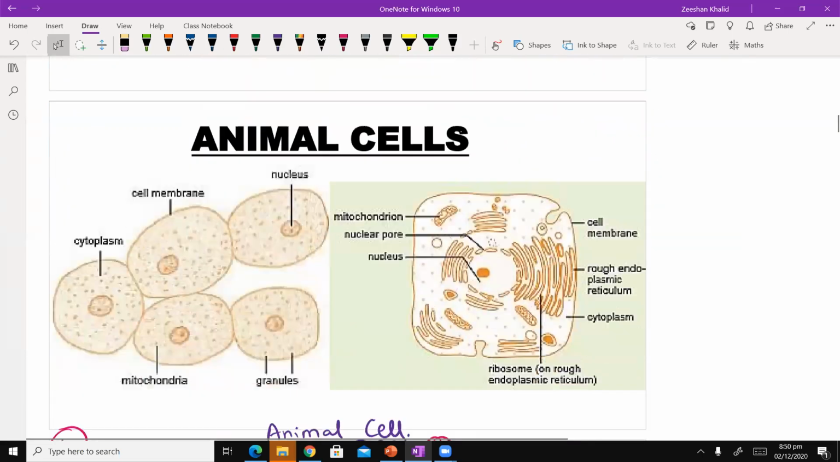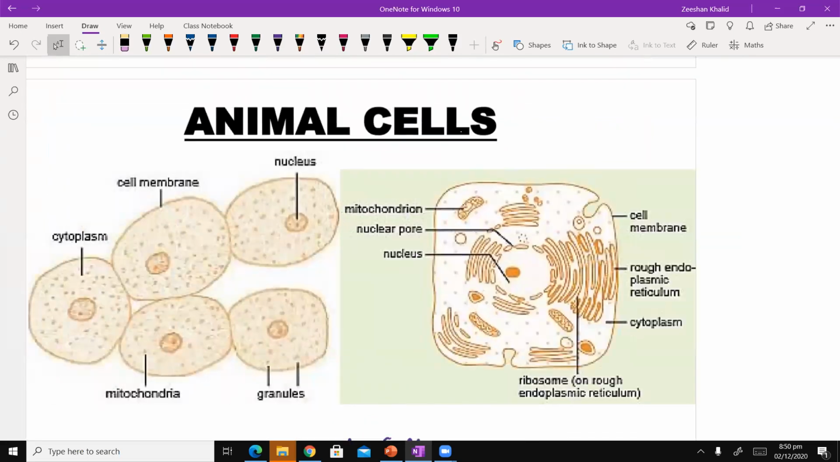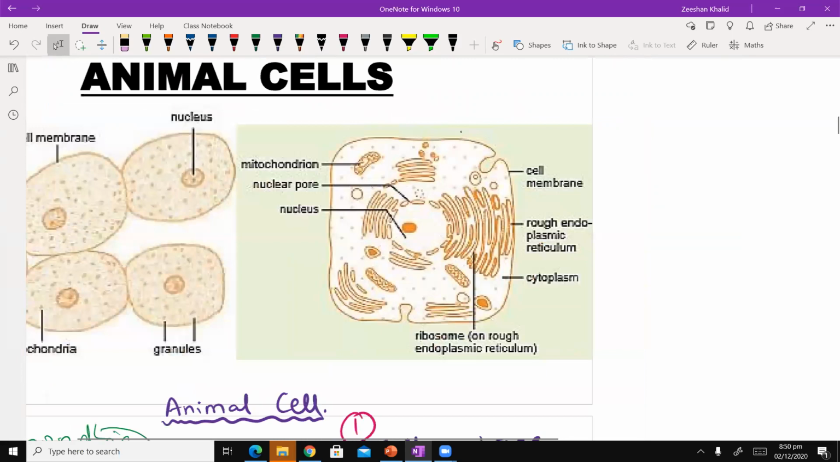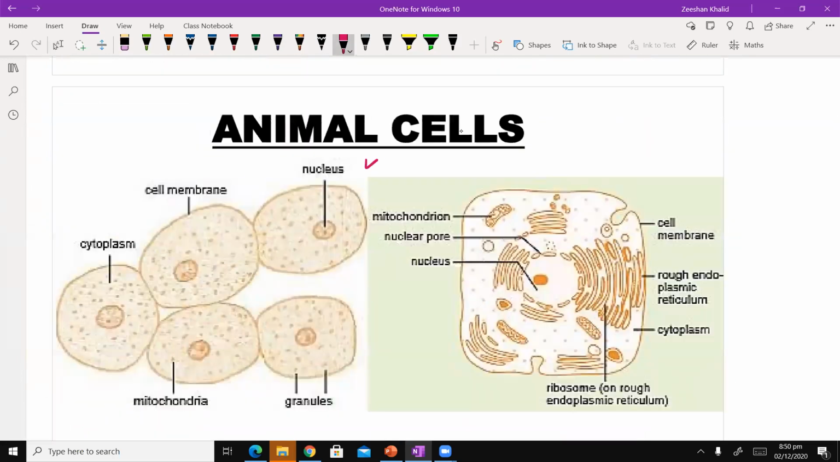Animal cells. Okay, let's look at this diagram. We didn't talk about this diagram, so you can clearly see that's the nucleus. That's the cell membrane, that's the cytoplasm, the mitochondria looks very small, but that's how it is. Some of the cells may have granules. I haven't talked about this, but trust me, the stuff that I haven't talked about, I deliberately put in this diagram. You can clearly see the rough endoplasmic reticulum. It's not in our syllabus.